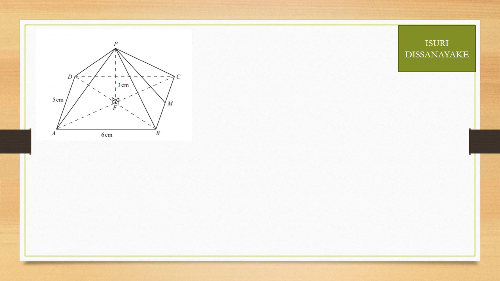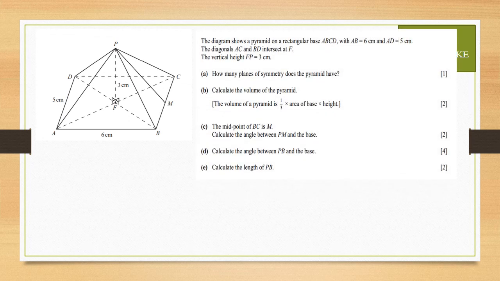Look at this question. This is also similar to the previous two examples which I discussed. The diagram shows a pyramid on a rectangular base ABCD with AB 6 centimeters and AD 5 centimeters. The diagonals AC and BD intersect at F. The vertical height FP equals 3 centimeters. This is a past paper question. Part A, how many planes of symmetry does the pyramid have? In this case, it has 2 planes of symmetry.